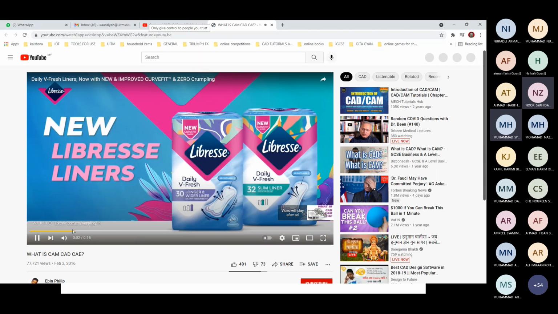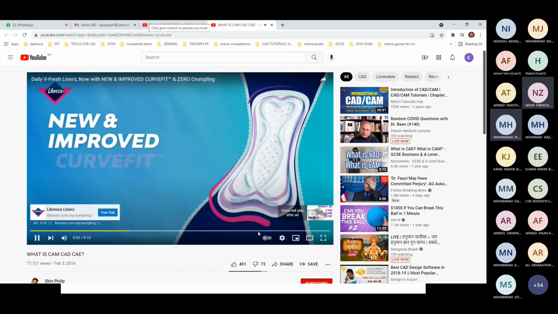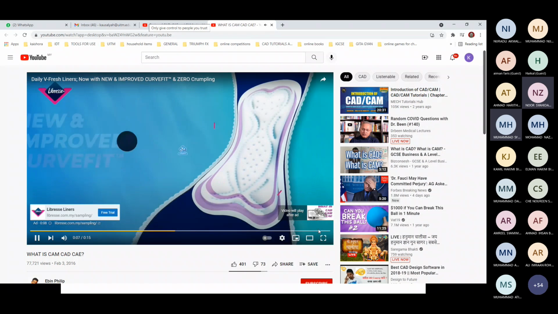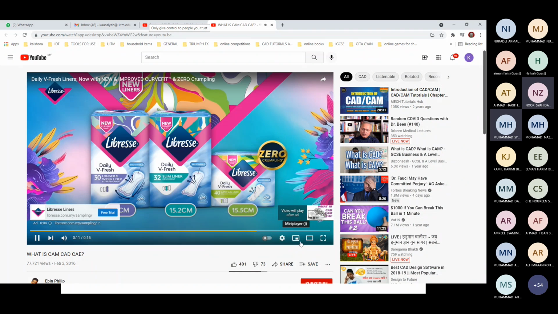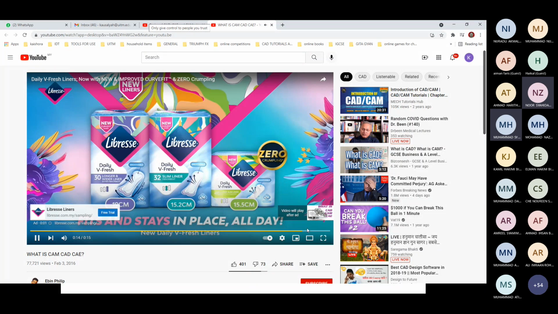New Libresse liners. Now with new and improved curve fit technology, plus zero crumpling, so it fits and stays in place all day. Get one today.